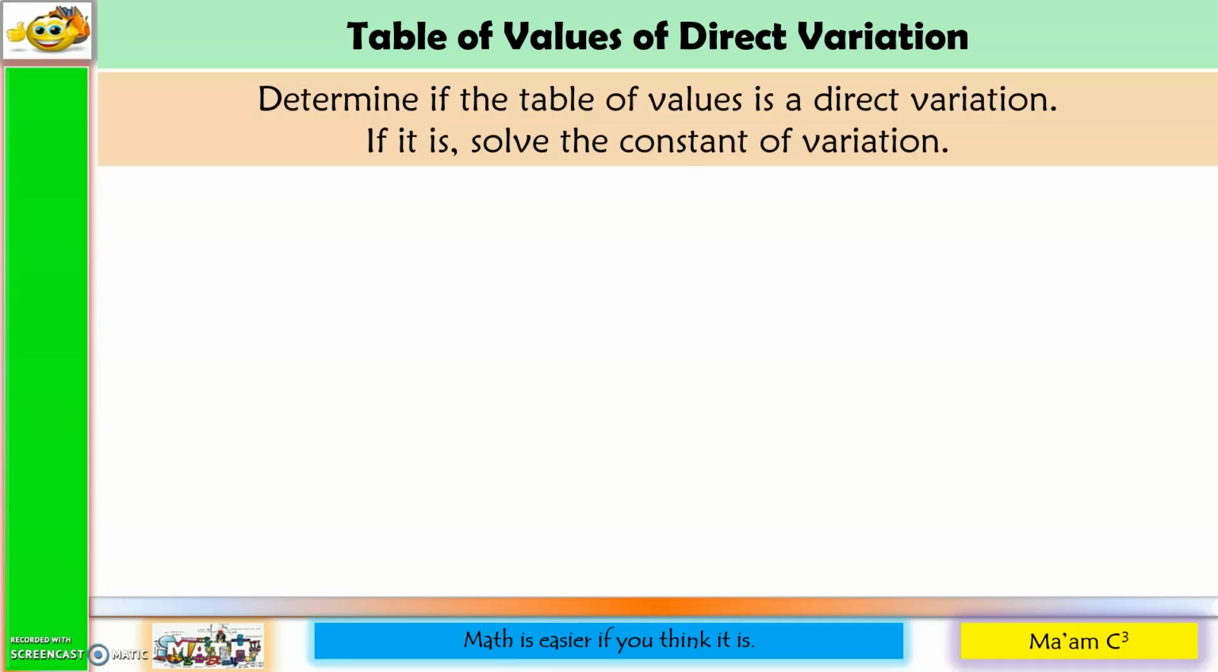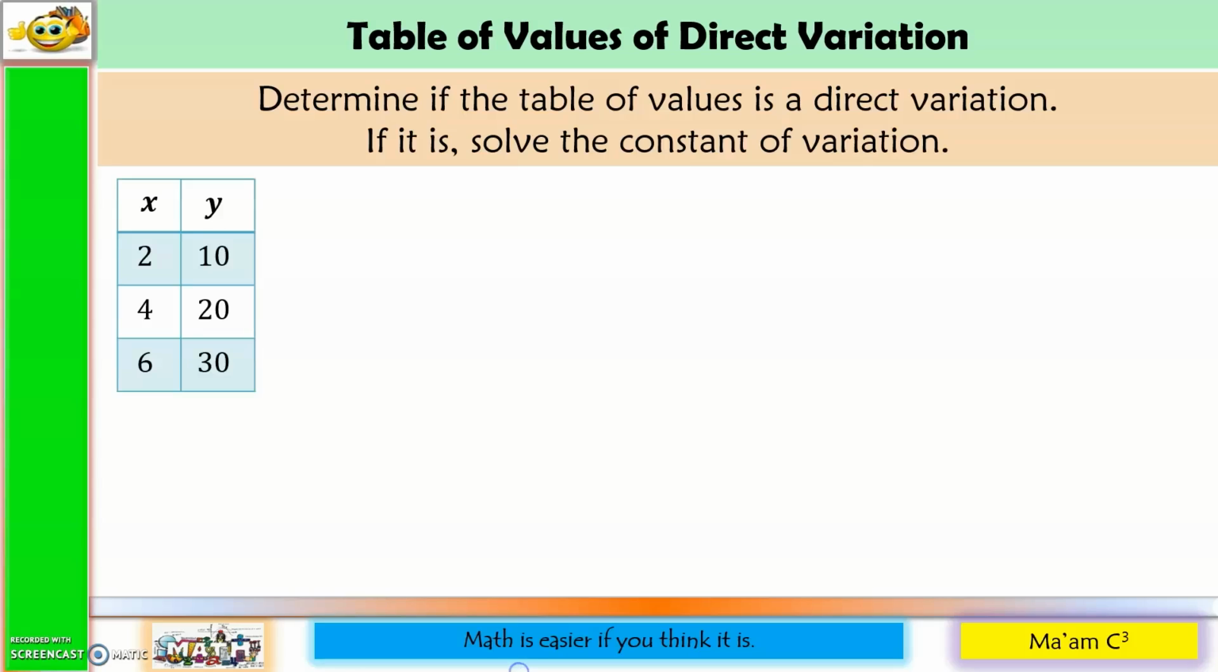This time, let us talk about table of values of direct variation. Determine if the table of values is a direct variation. If it is, solve the constant of variation. Let's have the first table. To determine whether the table of values is a direct variation, we have to solve for the value of k on each pair. So again, the formula of k is y over x.